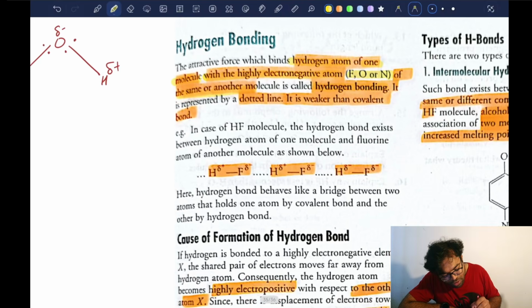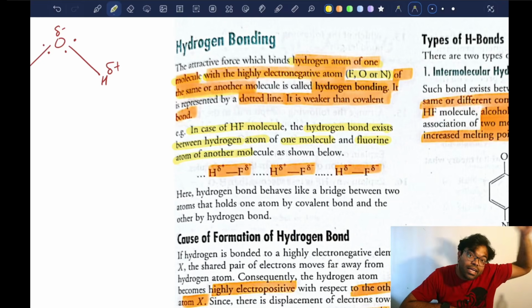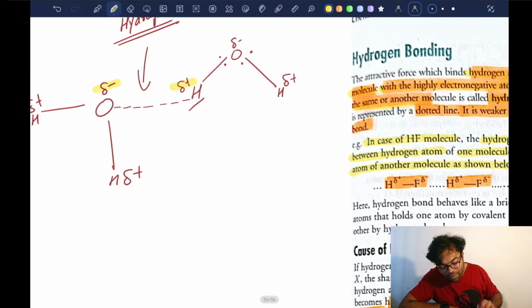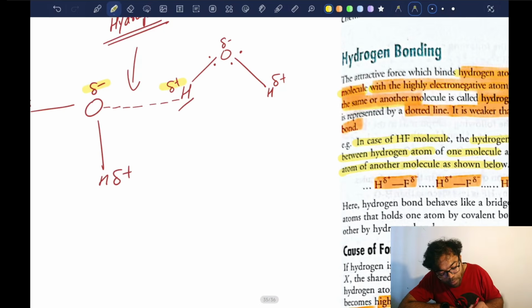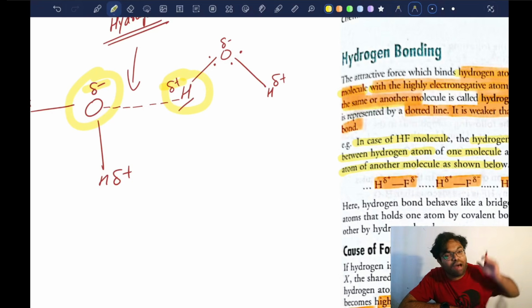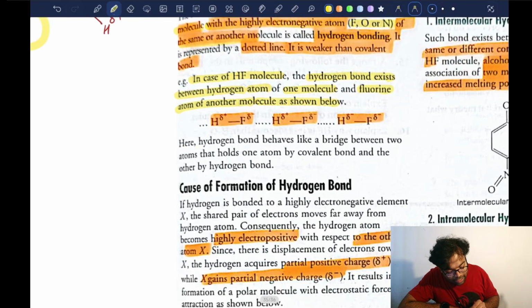So in the case of hydrogen fluoride molecule, the hydrogen bond exists between the hydrogen atom of one molecule and the fluorine atom of another molecule. Similarly, there is a hydrogen bond formed between the hydrogen atom of this molecule and the oxygen atom of another molecule. Here the hydrogen bond behaves like a bridge between two atoms that hold one atom by a covalent bond and the other by a hydrogen bond. So it is forming a bridge so that it can keep these two molecules close to each other.